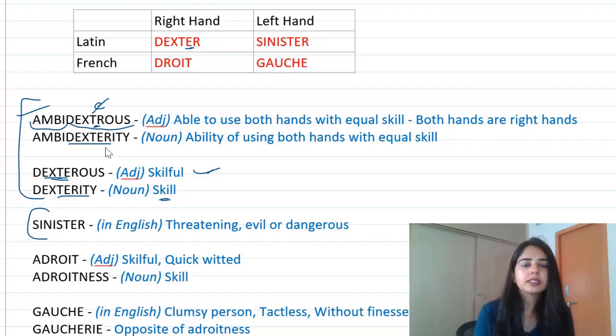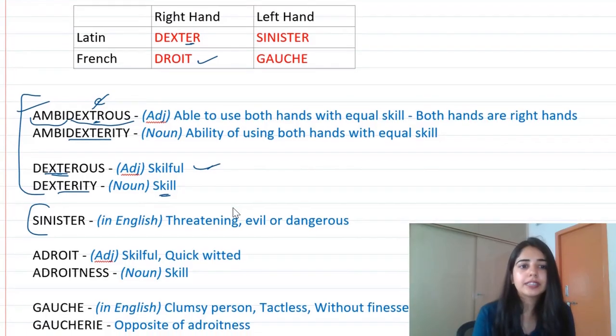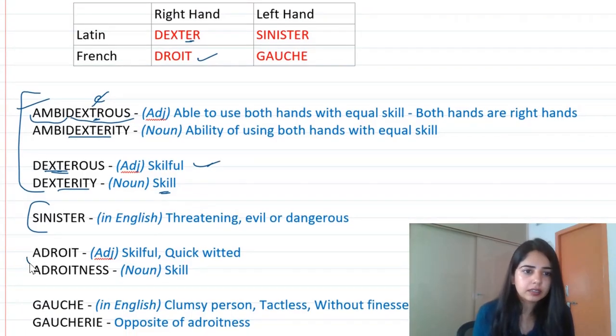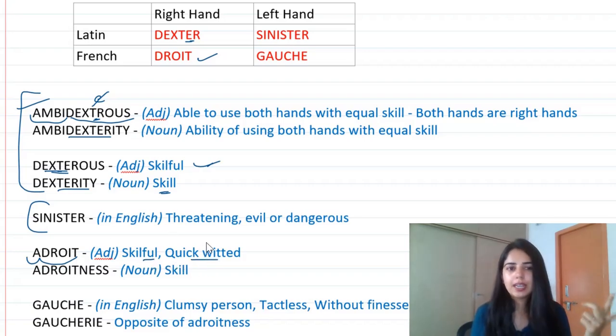Now droit is the word for right hand in French. So again the same age-old belief: someone who is adroit, if I add an A, adroit, then that person is skillful, just like dexterous. So dexterous and adroit are synonyms. Someone who is skillful, quick-witted, intelligent, is adroit, and the noun is adroitness, which is the synonym of dexterity. Okay? Any skill, dexterity, adroitness, these are synonyms.